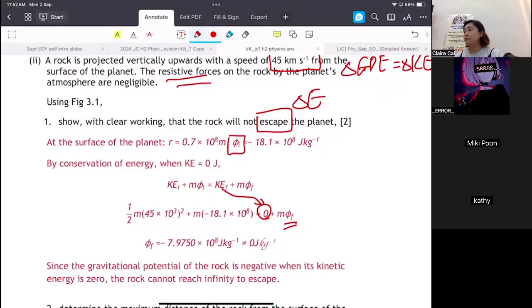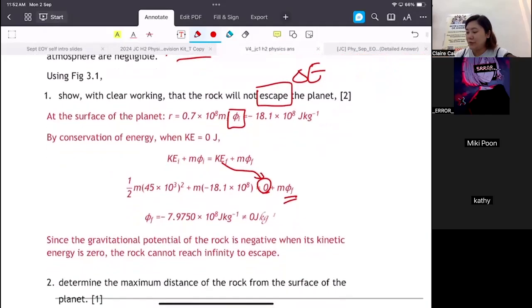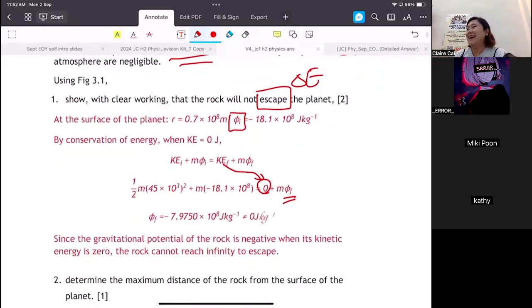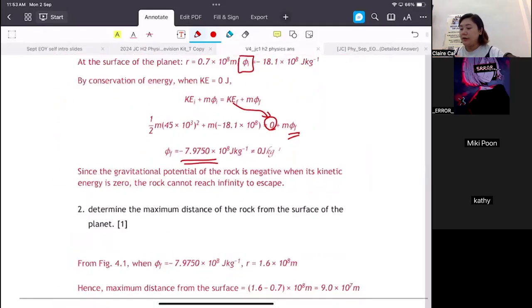Also can. But later for part 2, you will realize why we actually do it this way instead. Part 2, the maximum distance. So technically this one will be the maximum distance, correct? This is the furthest you can go. This is the point where your KE becomes 0, and this is the potential. So if I already know the potential at that point, and we have the graph, you can actually use the graph to look back and find what the distance is.